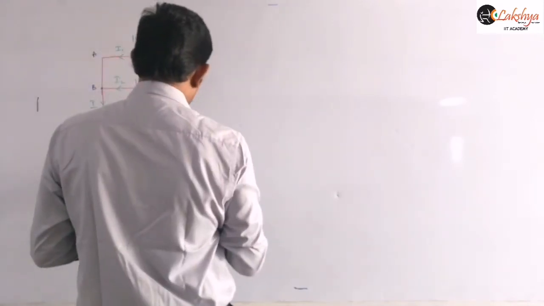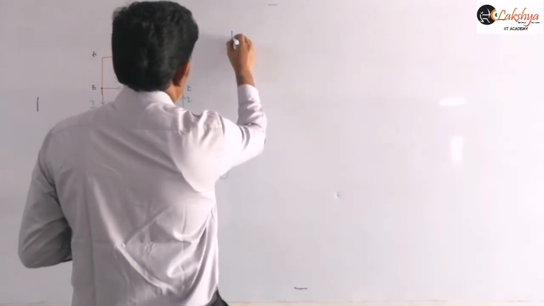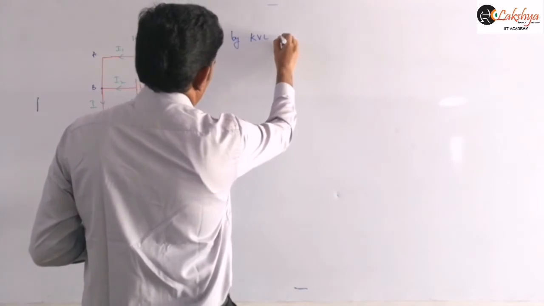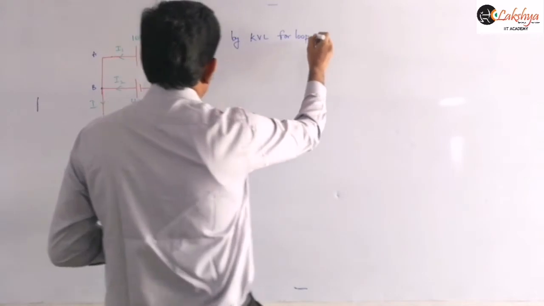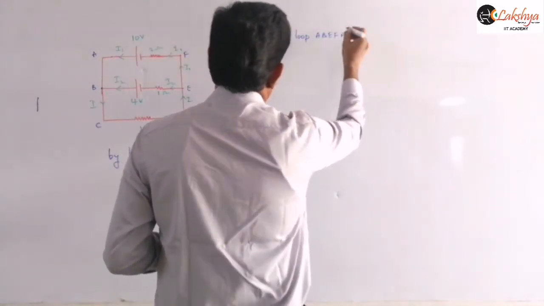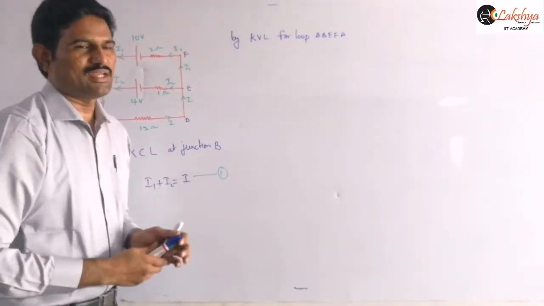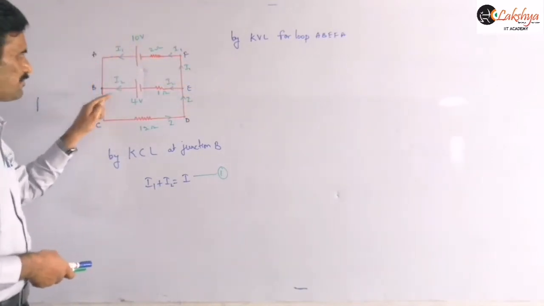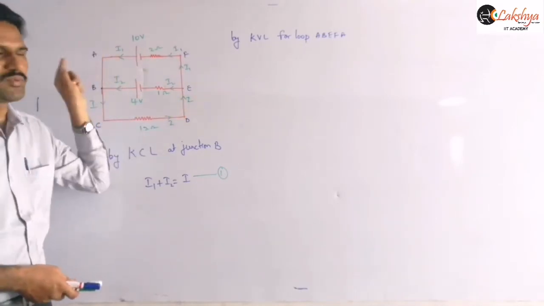So I am writing that KVL here by applying KVL for loop ABEFA, right? That means we need to mention such a loop here, that automatically indicates we are following that direction. So ABEFA indicates it's a closed loop. We are applying it for such a closed loop here, right?